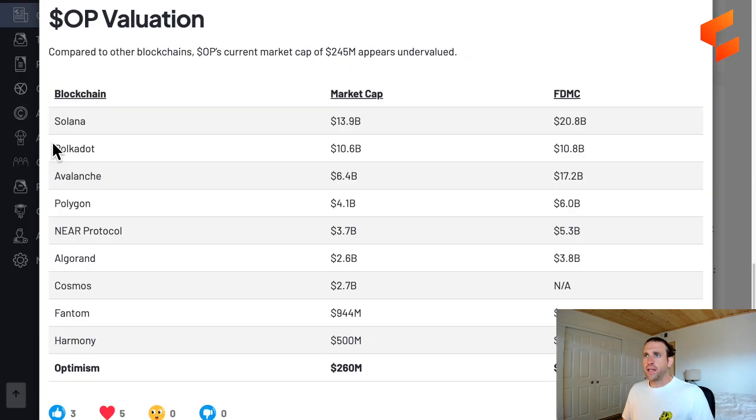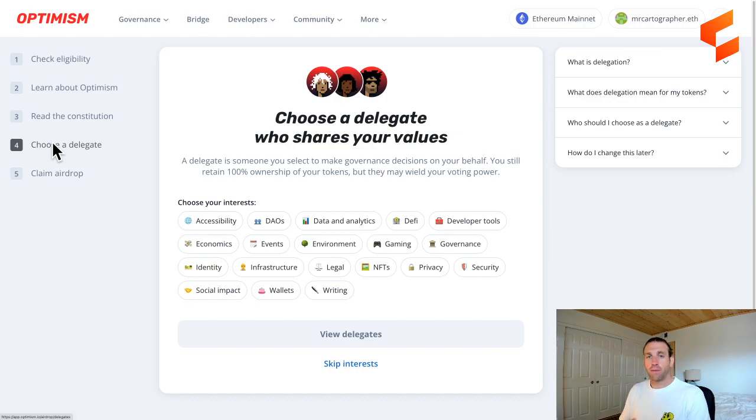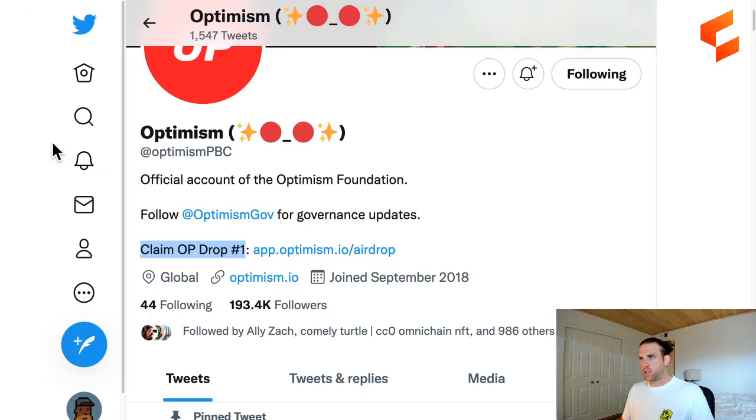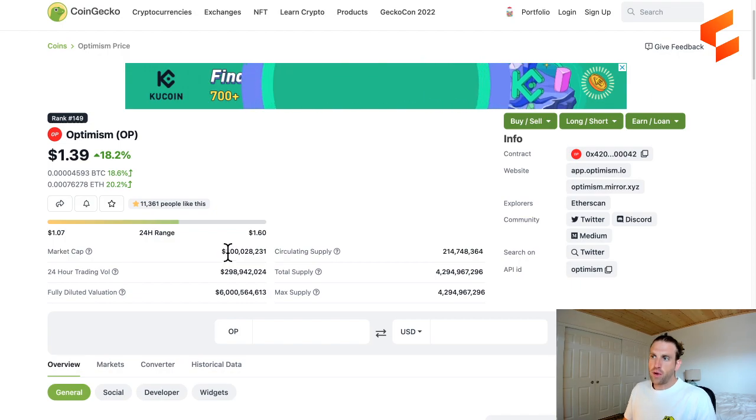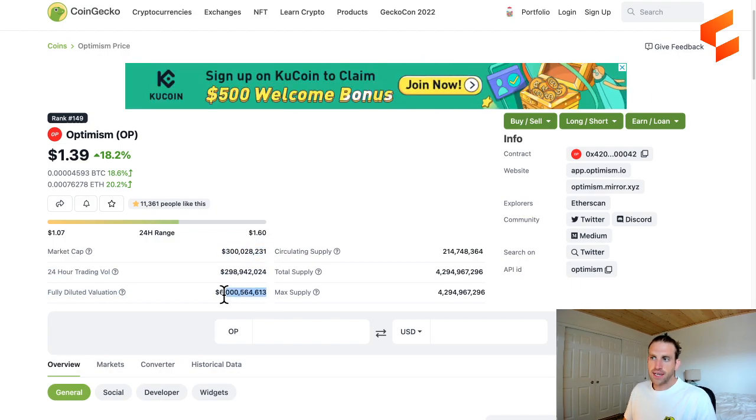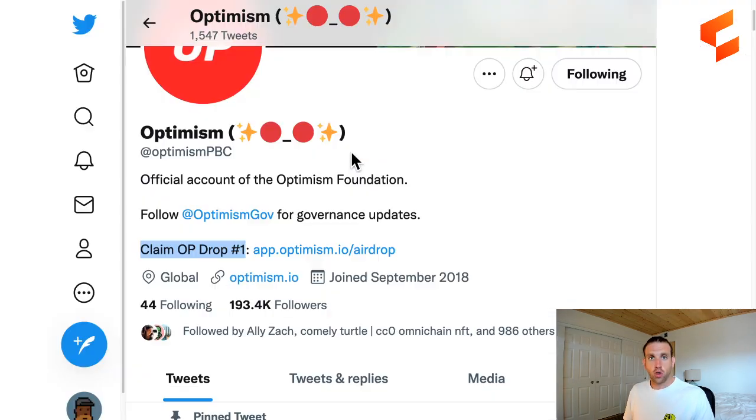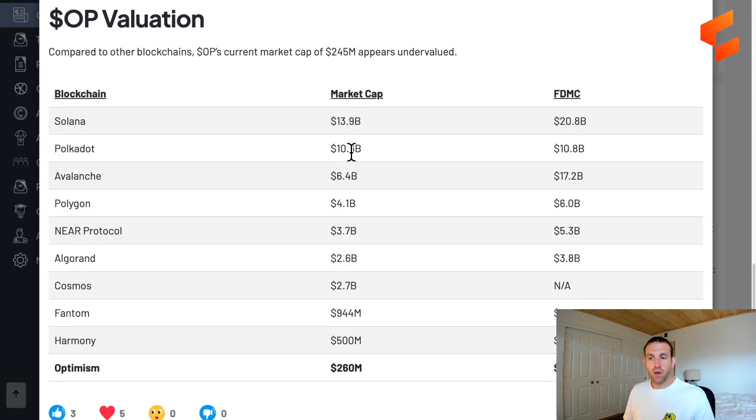Really quickly, before we get into how we can participate on the Optimism blockchain to increase our probability of receiving airdrop number 2, let's have a look at the valuation right now of the OP token. And for those that are holding their airdrop, what should we do and what should our strategy be for selling or hodling? Now, just a quick reminder, we have a $300 million market cap at about a $6 billion fully diluted market cap. Now let's compare this to other blockchains that are out there.